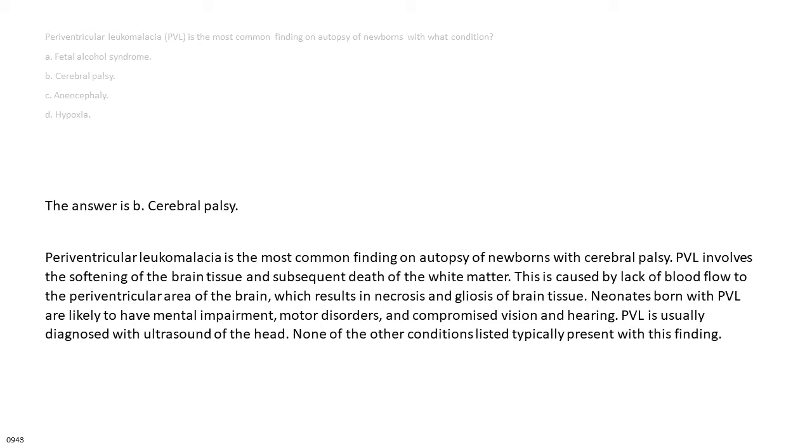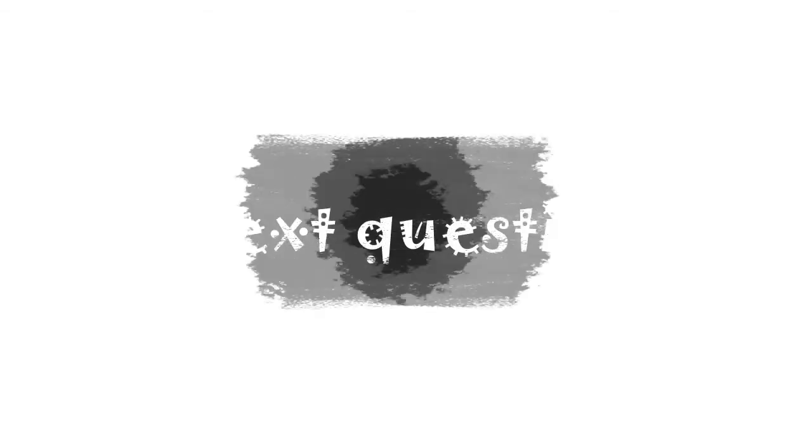gliosis of brain tissue. Neonates born with PVL are likely to have mental impairment, motor disorders, and compromised vision and hearing. PVL is usually diagnosed with ultrasound of the head. None of the other conditions listed typically present with this finding.